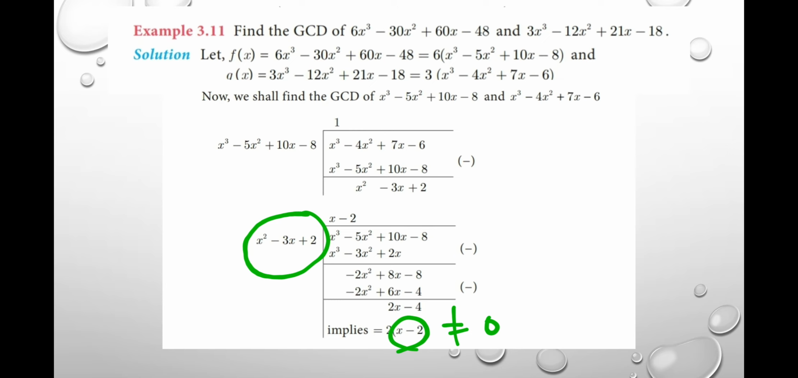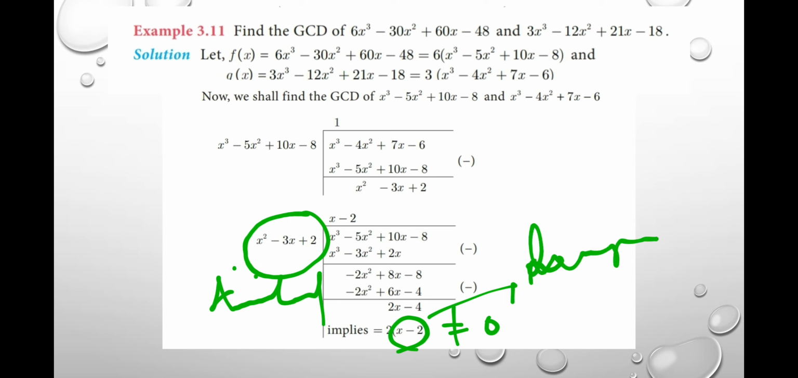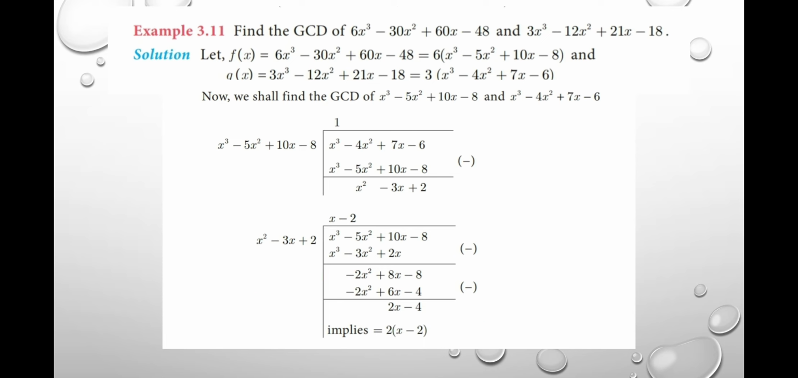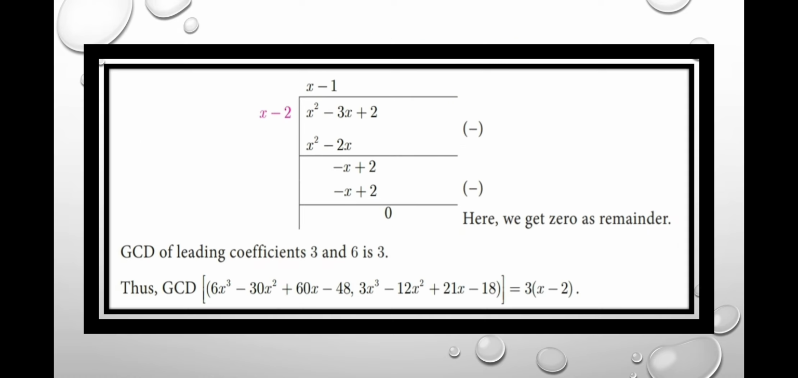Do you understand this? That is, put the divisor as the dividend, this is dividend, and this is remainder, this is divisor. Continue the process, that is x square minus 3x plus 2 is the dividend, and we get the new remainder as the divisor, x minus 2. Continue the same process, divide the first term of the dividend x square by the first term of the divisor x.